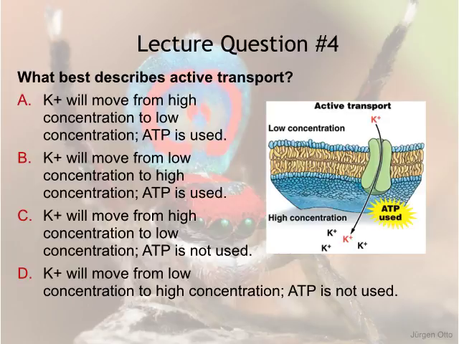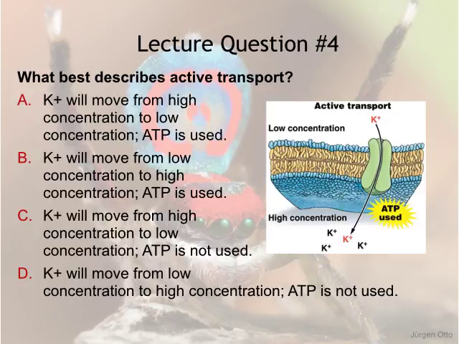All right, last question. What best describes active transport? So here is a figure of active transport from the textbook. And let's just read through each one of these. The potassium ion will move from high concentration to low concentration, and ATP is used. That is wrong. As you can see from the figure, the potassium ion is moving from low concentration to high concentration. It's moving against the concentration gradient or against the flow. So A is wrong. B, the potassium ion will move from low concentration to high concentration. That's right. And ATP is used, and that's right as well.